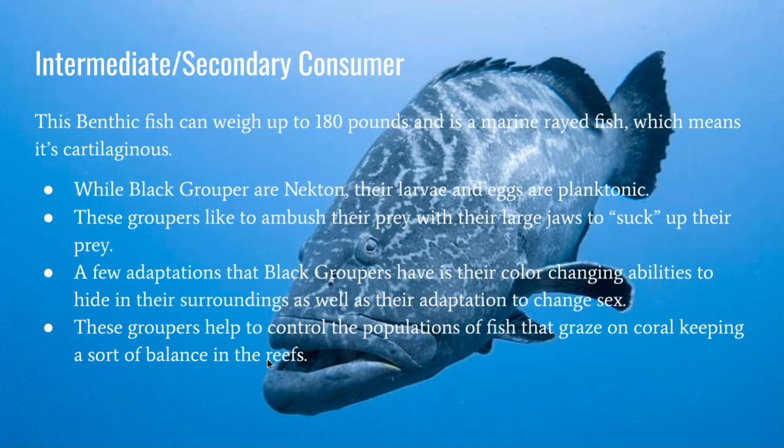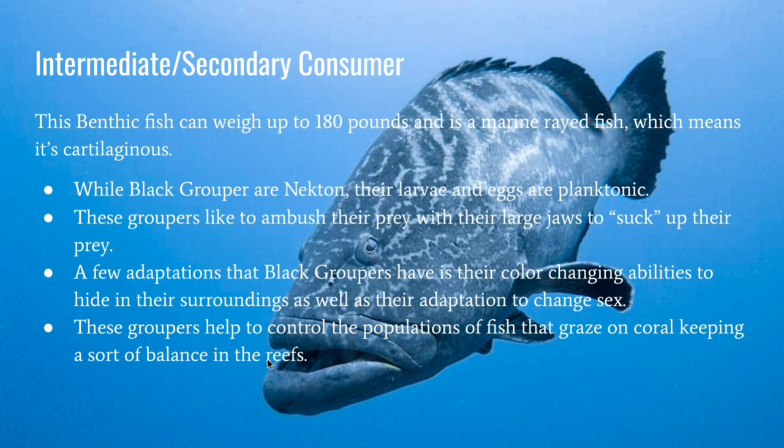For my secondary consumer, I chose the black grouper because they're humongous, and this benthic fish can weigh up to 180 pounds and is a marine ray-finned fish, which means it's not cartilaginous, like a shark made out of cartilage. Benthic means living on the seafloor. They like to feed at coral reefs because there's a lot of fish there that they like.